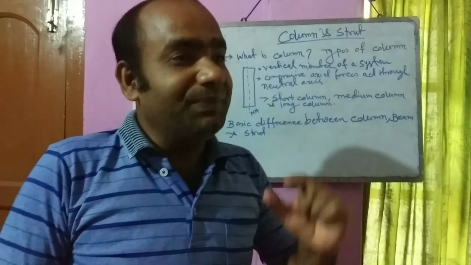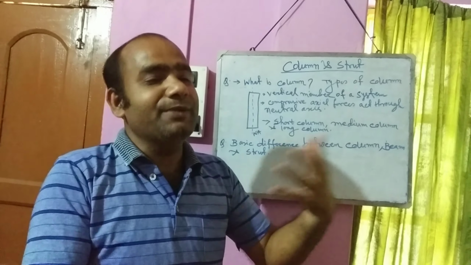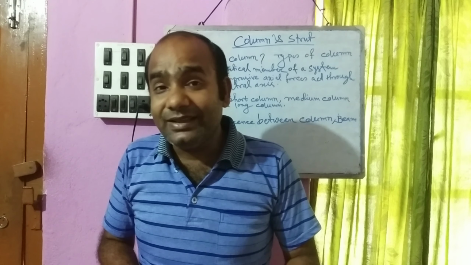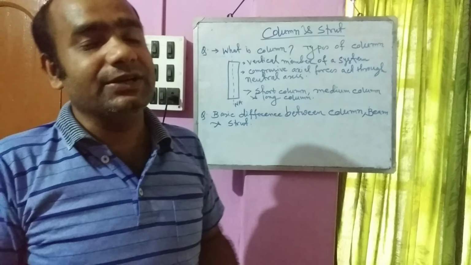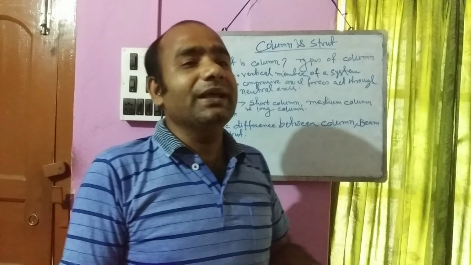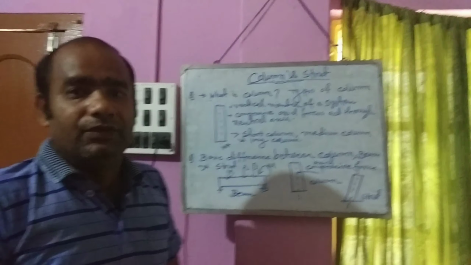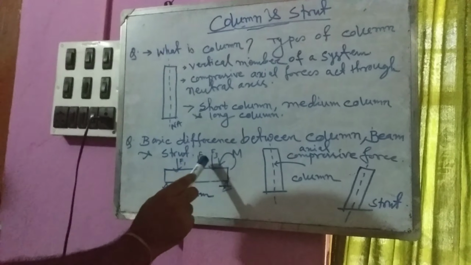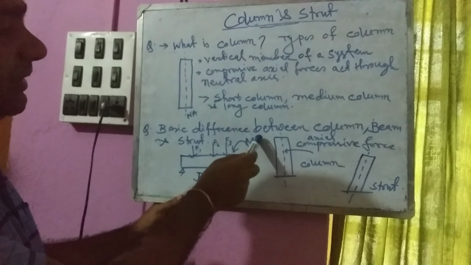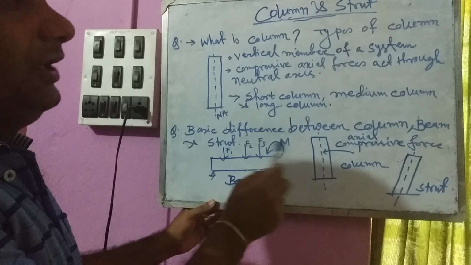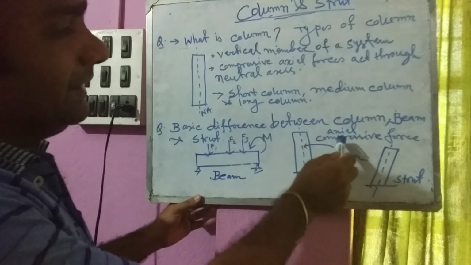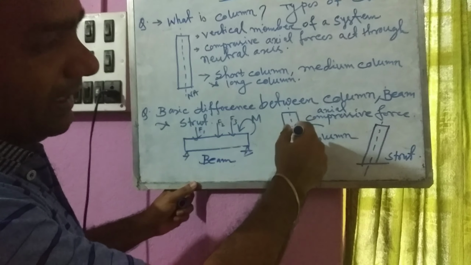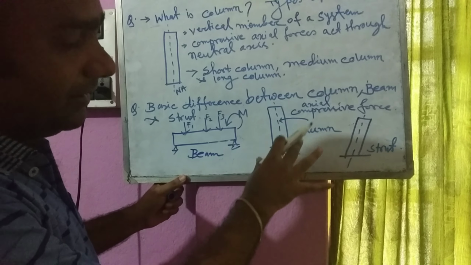Actually, the basic difference is that in a beam, various types of force act vertically on that beam. But in the case of a column, an axial force acts throughout the axis, so the column must also be vertical. Here in the beam, various forces act, and bending moment can also act on the beam. In the case of a column, an axial compressive force acts throughout the neutral axis. This is the main fundamental of this.